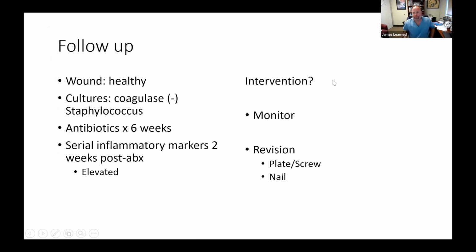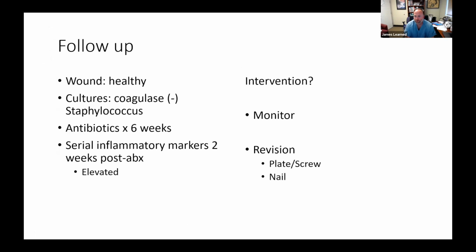So now she comes back, she spends a day or 2 in the hospital. We get her IV antibiotics started. Her cultures grow coagulase negative staph, excuse me, staph epidermidis. She gets treated with 6 weeks of antibiotics. She gets serial inflammatory markers during that entire 6 weeks.